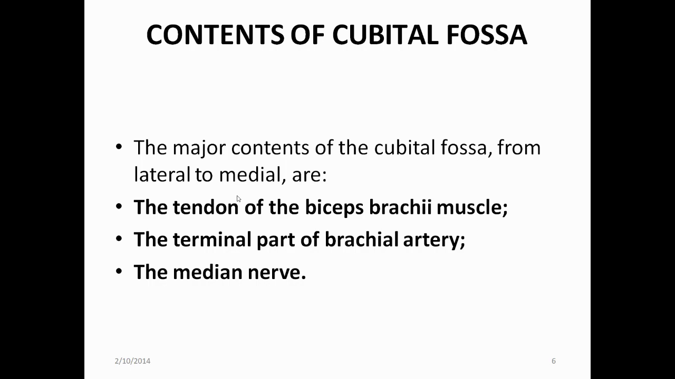Contents of the cubital fossa. The major contents of the cubital fossa from lateral to medial are the tendon of the biceps brachii muscle, the terminal part of the brachial artery, and the median nerve. The biceps brachii is a muscle of the arm, and its tendon arises from the arm. The terminal part of the brachial artery continues into the cubital fossa, and then the median nerve.